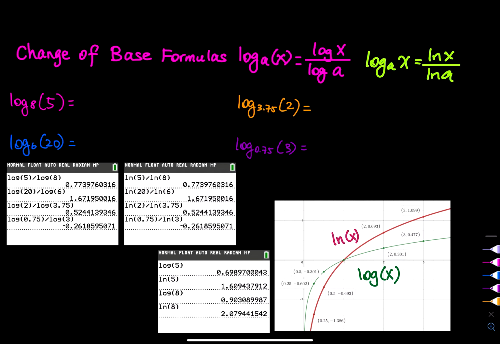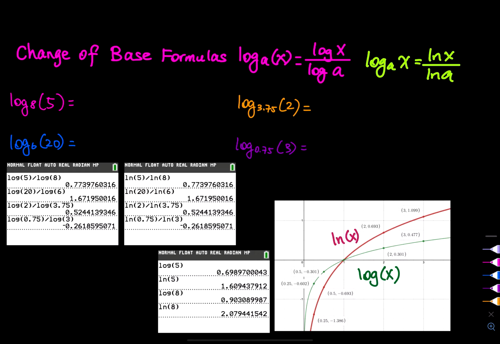I am using a TI-84 Plus CE graphing calculator. When you press log, it will not give you any opportunity to input the base. What happens if the base is not specified? When the base is not specified, that is base 10. But I want to do a base 8, and the calculator doesn't allow you to do base 8, so what do we do?